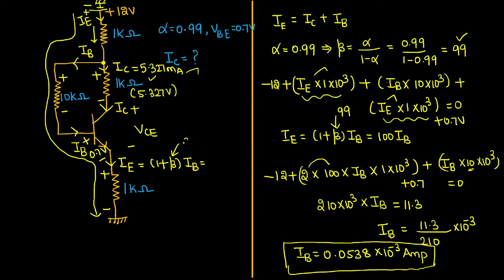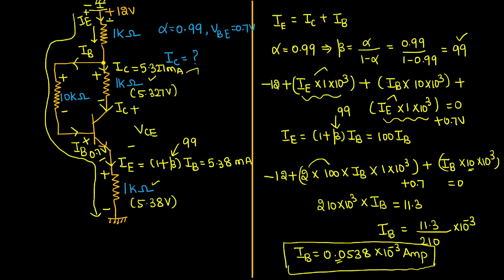Beta is 99, so if I substitute the value of beta here, it will become 100 times of base current. If I multiply it by 100, you will be getting 5.38 milliampere. So the voltage drop across this 1 kilo ohm resistor here will become 5.38 voltage. How? Kilo and milli will get cancelled. 1 into 5.38 will become 5.38 voltage.